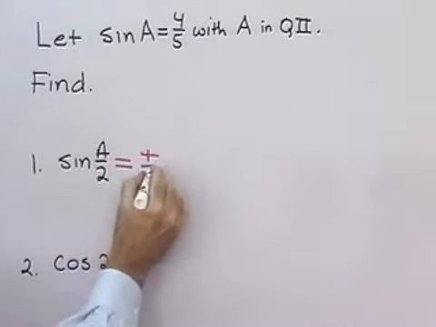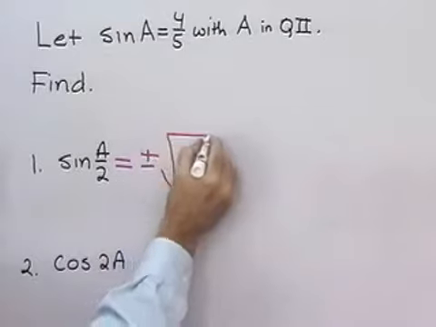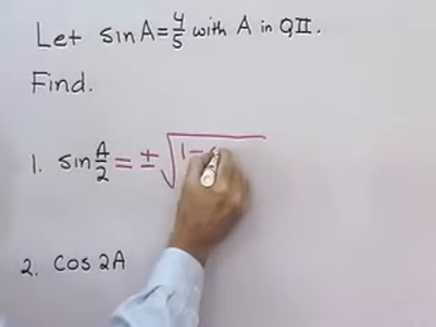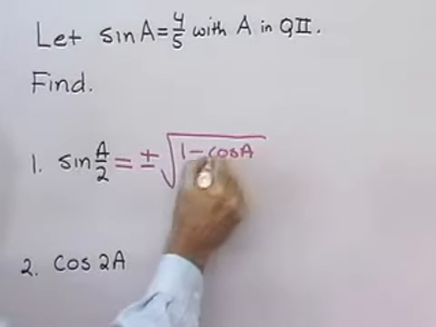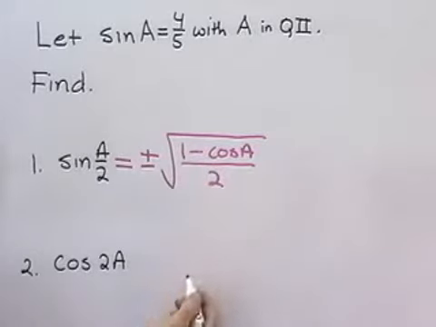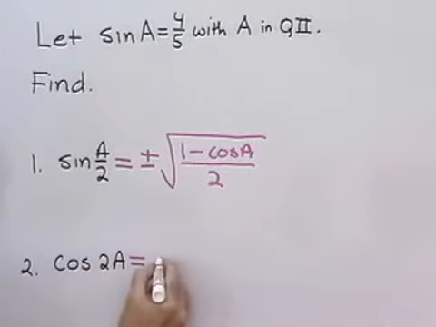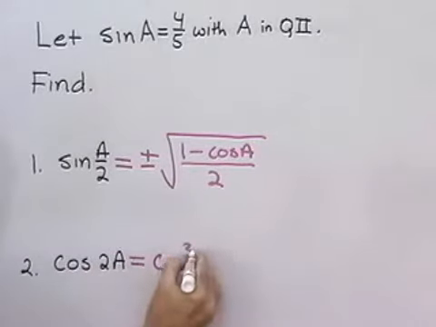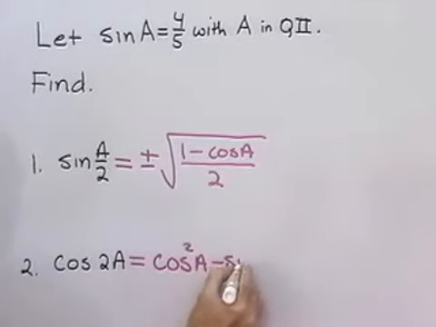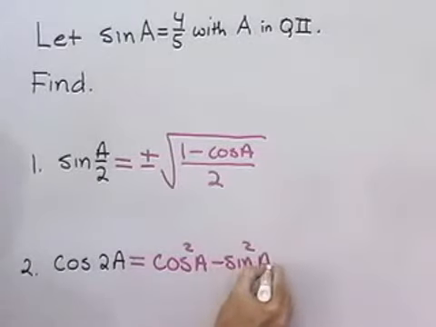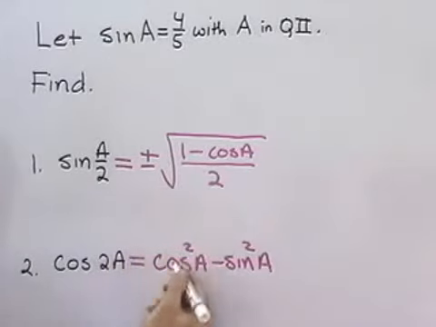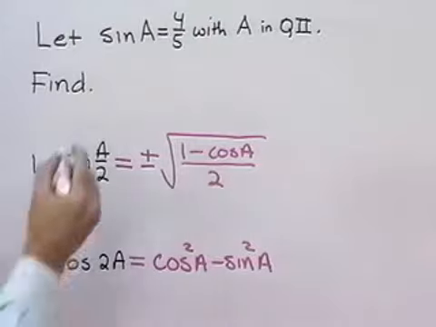I've memorized it, and so I know it's plus or minus the square root of (1 minus cosine A) all divided by 2. Now for my cosine 2A, that's a double angle formula. I've memorized that. There's a couple of different ways I can write it, but let's try cosine squared A minus sine squared A. Either of these two formulas that I use, I'm going to have to find the cosine of A. I have the sine of A, so let's find the cosine of A.